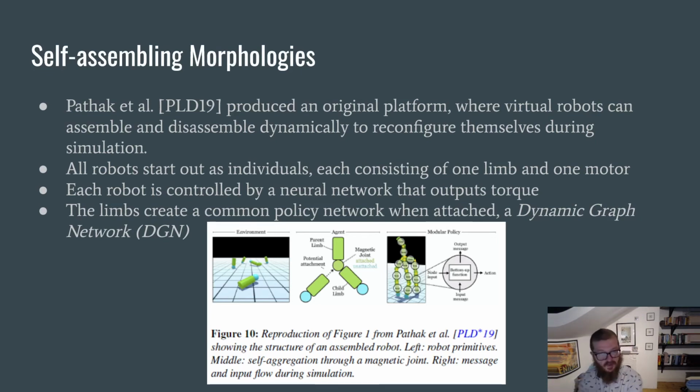In their work, all robots start as individuals, each consisting of 1 limb and 1 motor.